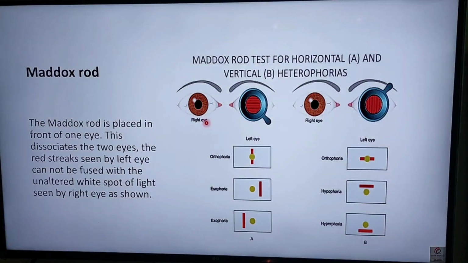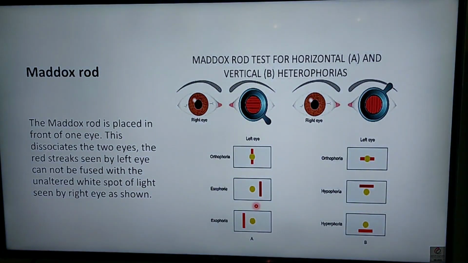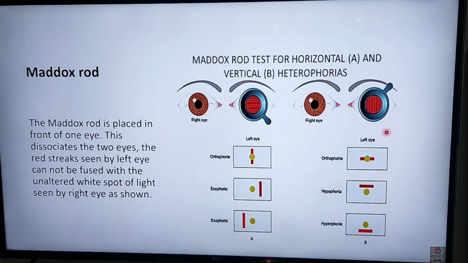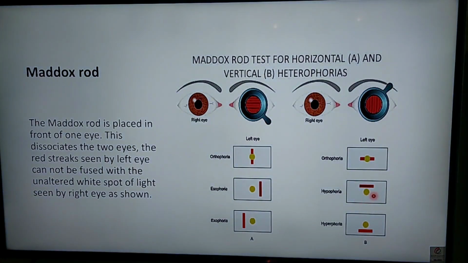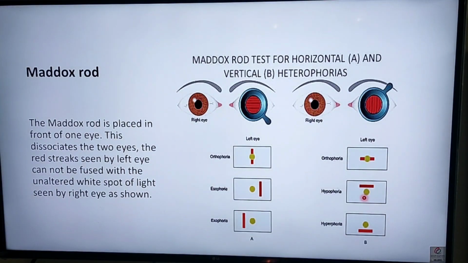So now what happens if here your right eye you put the light in, your right eye would see a white dot and your left eye would see a vertical line. In case of esotropia, the vertical streak is uncrossed. However, in exotropia it would be crossed. Same is for if you have any hypertropia or hypotropia. If they are dissociated, the patient would see a white line. In hypertropia it's above, in hypotropia it's below.